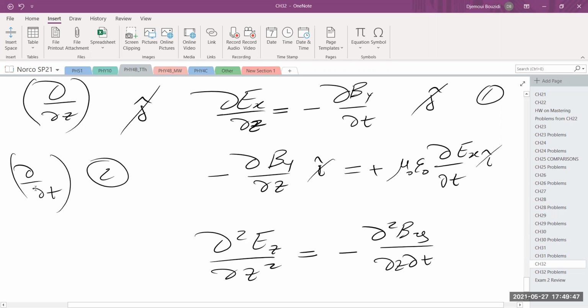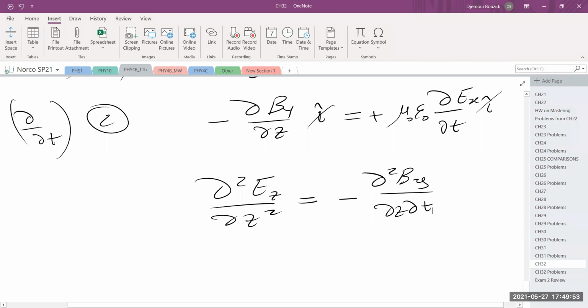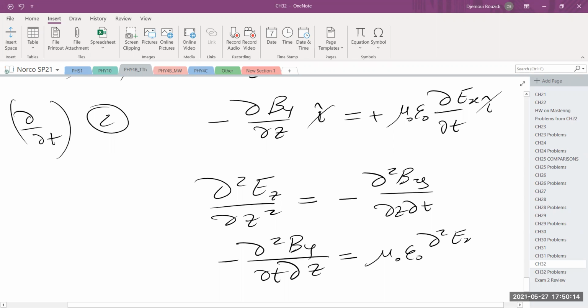In here, it says the derivative with respect to t of this everything. This is already the derivative of By with respect to z. So it's going to be the mixed derivative again with a negative sign. So it's going to be the negative second derivative of By with respect to t, but after taking it with respect to z, is equal to mu naught epsilon naught times the second derivative of everything in here with respect to t, because it was already the derivative with respect to t. So it's going to be mu naught epsilon naught, the second derivative of Ex with respect to t.